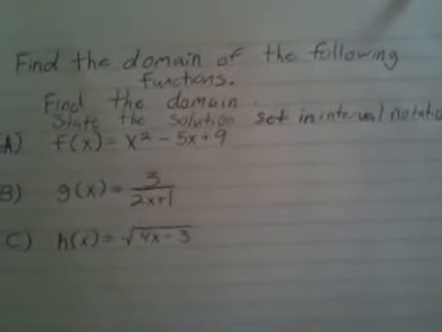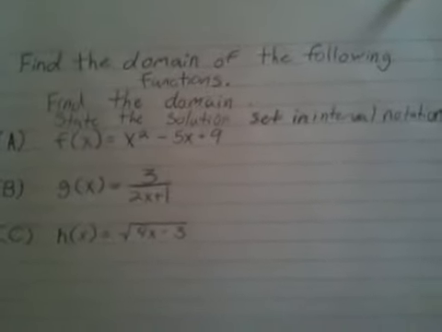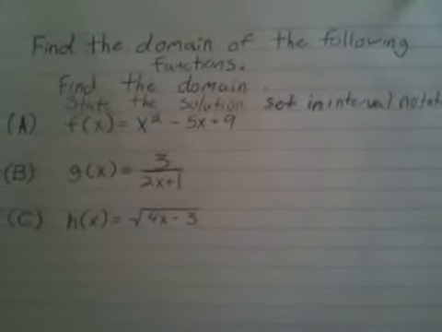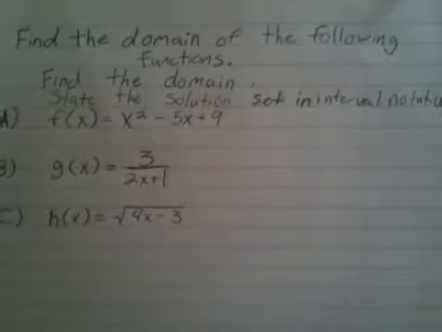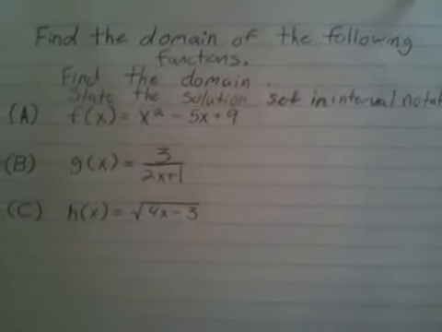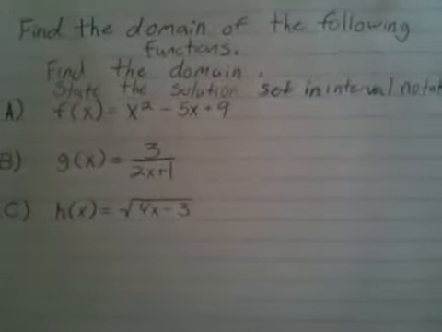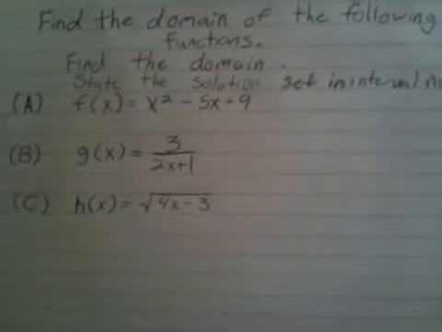Find the domain of the following functions. Find the domain, then state the solution set in interval notation. A is f of x equals x squared minus 5x plus 9. B is g of x equals 3 over 2x plus 1. And C is h of x equals the square root of 4x minus 3.